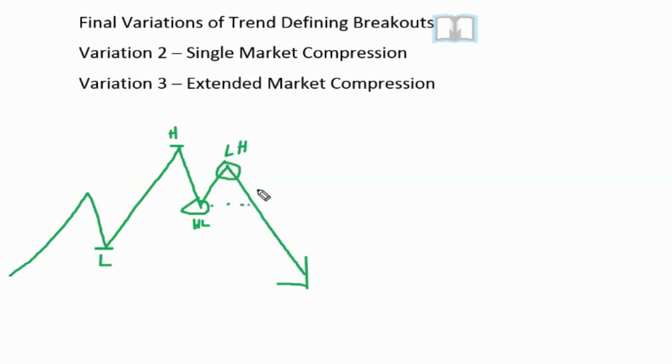defining a potential downtrend. And if there's a strategy for which we would look to enter short, this could be a potential entry whenever the price breaks this higher low. So again, this is a single market compression because we have a low, we have a high, we have a higher low. It does not break this low. We have a lower high. It does not break this high. And then as soon as this higher low is broken, we have a potential downtrend.